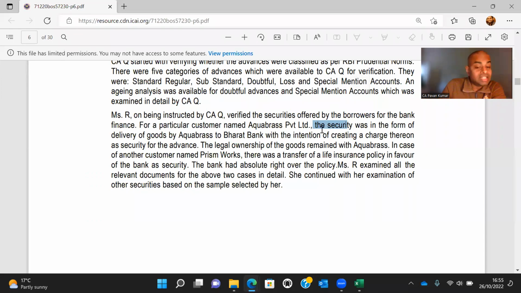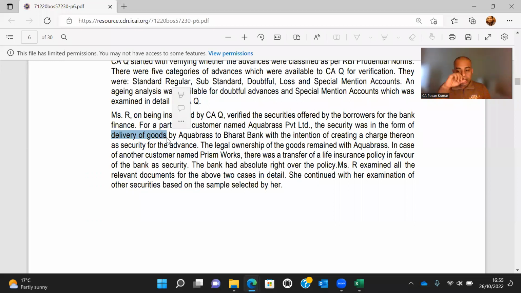Wait. What is the security? It is not the goods. It is delivery of goods. Underline. It is not goods. It is delivery of goods. So physical delivery of goods is given. What is this called? Is it mortgage? Is it hypothecation? Is it pledge? When you have given delivery of goods, what is that kind of advance?